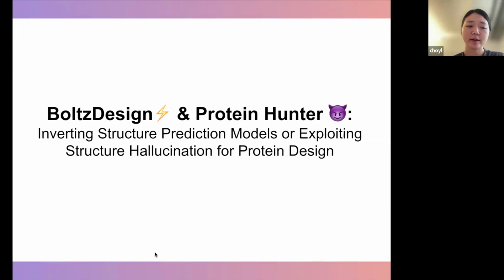So today I'm going to talk about my two recent works, which are protein design tools, Boltz design and Protein Hunter. It's basically not fine-tuning or training new models, but inverting the structure prediction models or exploiting the structure hallucination for protein design purposes.